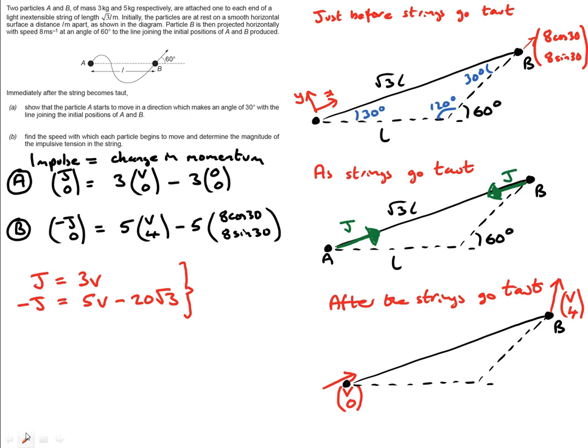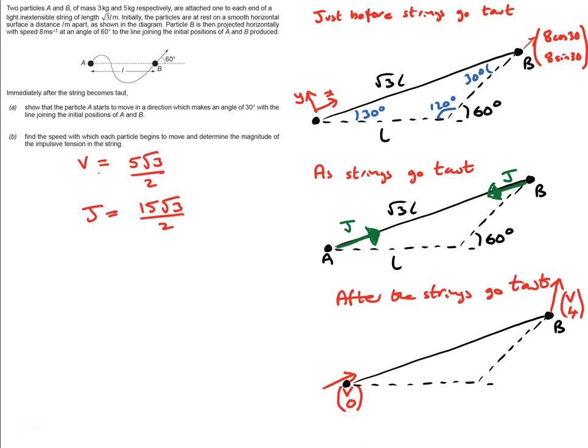Adding the two equations gives me 8v minus 20 root 3 equals 0. In other words, v must be 20 root 3 divided by 8, which cancels down to 5 root 3 over 2. And the fact that we know that j is 3v means that we now know that j is 15 root 3 over 2. So, now that we've found v and j, we just need to make sure that we've answered all the different parts of the question.